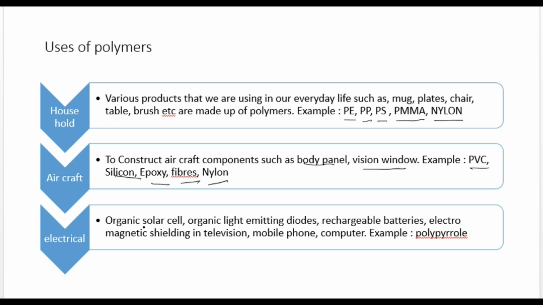In electrical field, it is used for making organic solar cells, organic light emitting diodes, rechargeable batteries, electromagnetic shielding in television, mobile phone, computer. Example for it is polypyrrole. This is a conducting polymer. I will discuss about conducting polymer in future videos.